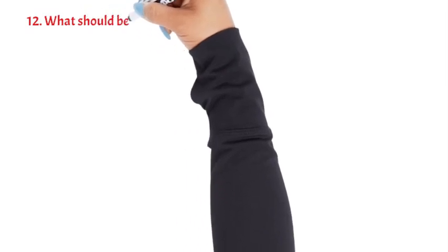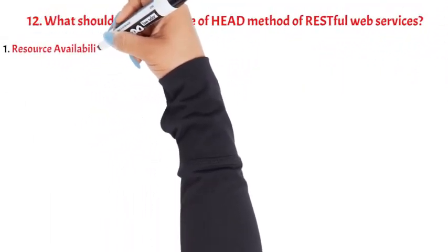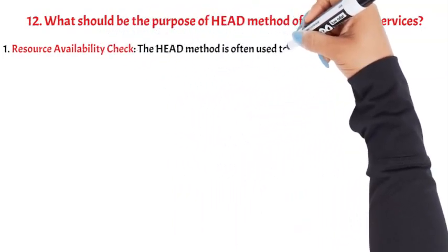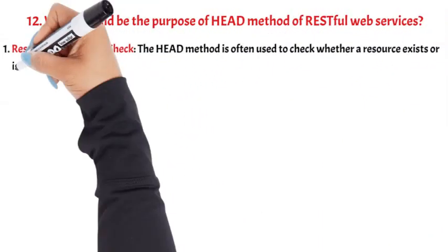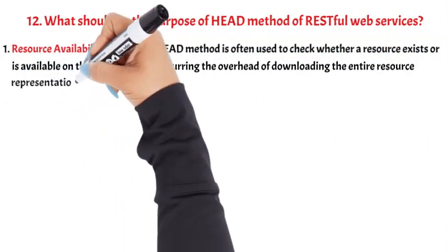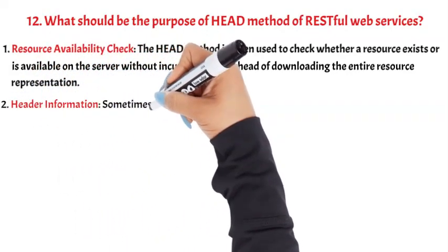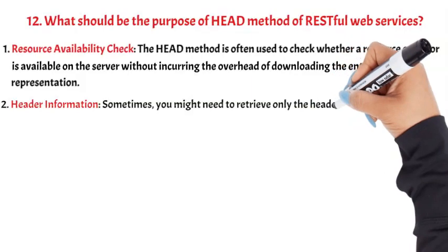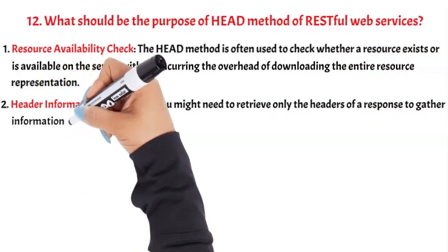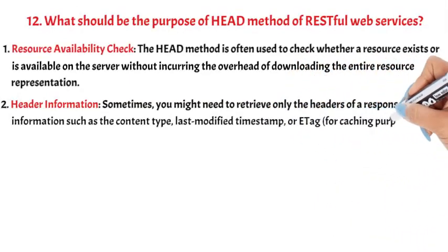12. What should be the purpose of the HEAD method of RESTful web services? 1. Resource availability check. The HEAD method is often used to check whether a resource exists or is available on the server without incurring the overhead of downloading the entire resource representation. This can be helpful when determining if a certain resource URL is valid before making a subsequent GET request. 2. Header information. Sometimes, you might need to retrieve only the headers of a response to gather information such as the content type, last modified timestamp, or ETag for caching purposes.